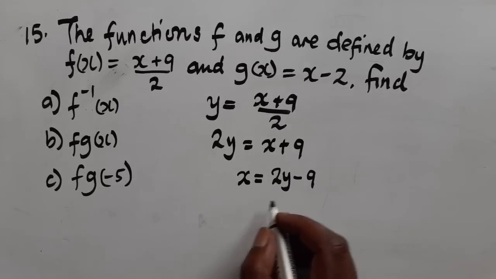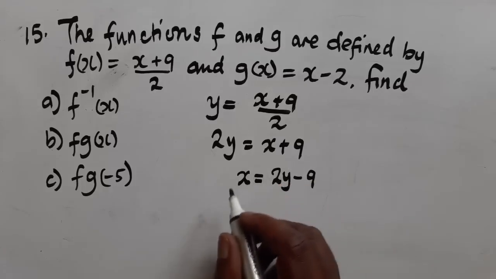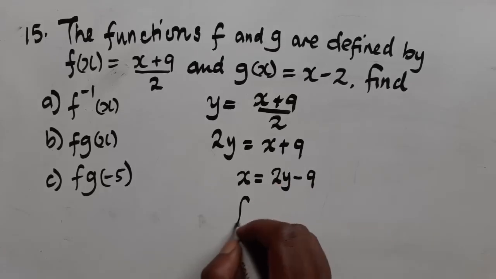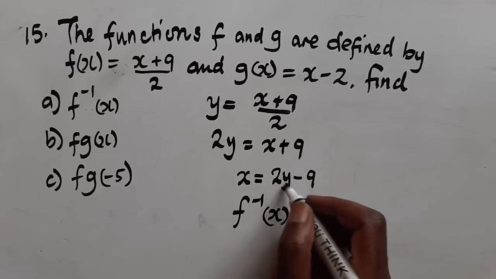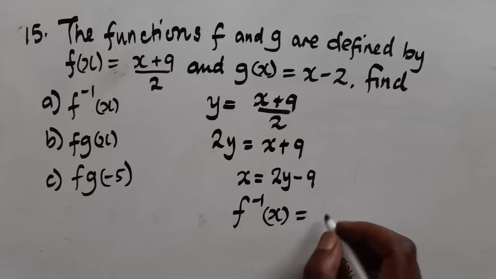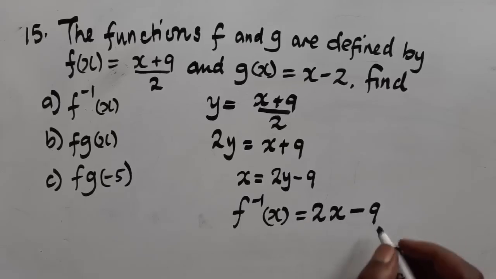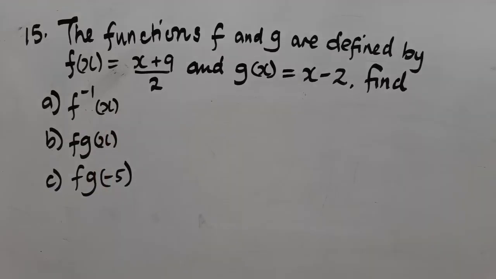Eventually, this is what we have. Now, the final answer, which is the inverse: we need to replace back an x where we have y in the equation. This is what we are going to have as our answer for the first question. I hope that is clear. Let's go to the second one.